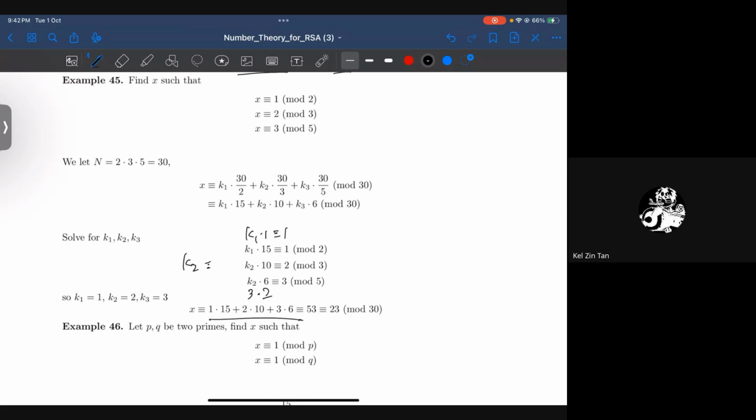And then we just multiply everything and add them together. This is equal to 53. 53 modulo 30 is 23, where 30 is this big N. And you can check: 23 modulo 2 is equal to 1. 23 modulo 3 is equal to 2, because 7 times 3 is equal to 21, so you just minus that. And 23 modulo 5 is equal to 3. So this is our right answer.